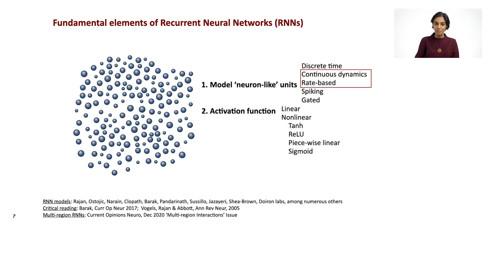The second fundamental element of RNN models is the activation function. And what the activation function does is take the inputs or the currents to each of these model neuron-like units and produce an output, which can be rate-based, like we're going to see.